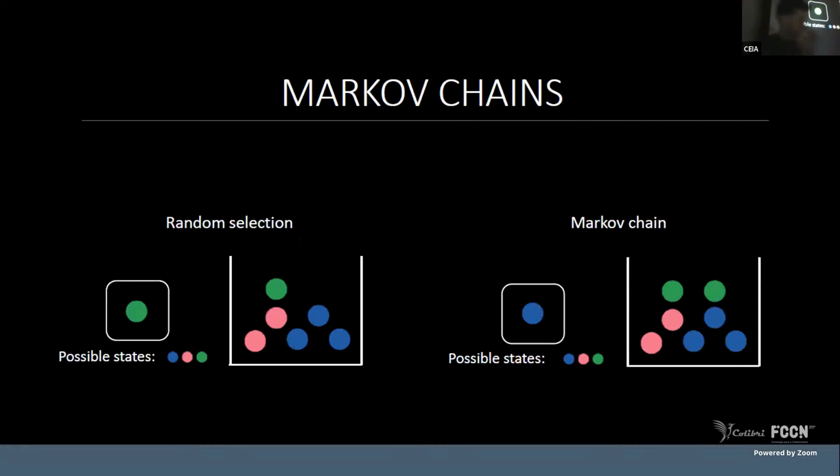Okay, so on the left-hand side, we'll just have usual random selection. So let's say we have a box with balls. So we have 3 blue ones, 2 pink or red ones, and 2 green. So in a random selection event, let's say I don't look, I shuffle them, then I take one, and I take a green one.